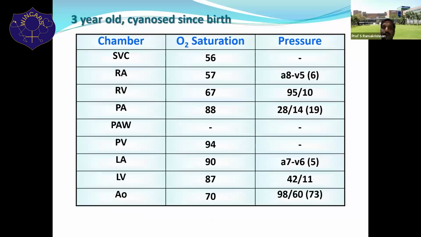So what is this? 3-year-old, cyanosis since birth. What is the complete diagnosis for this data?